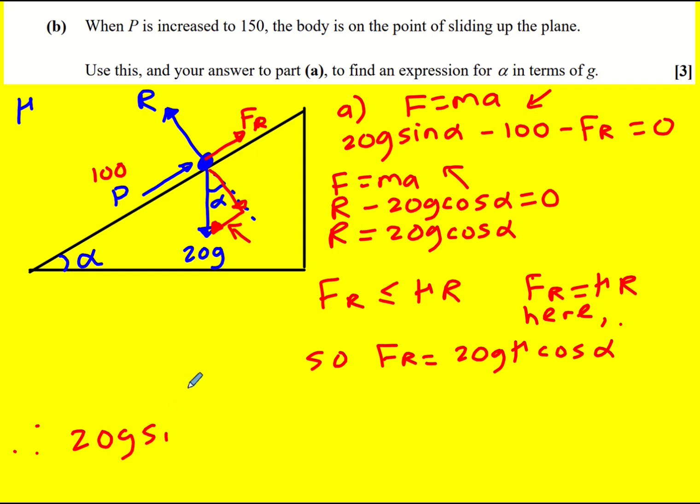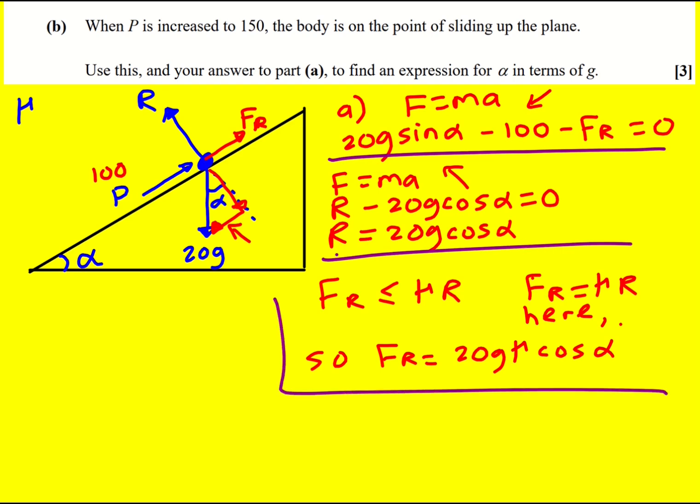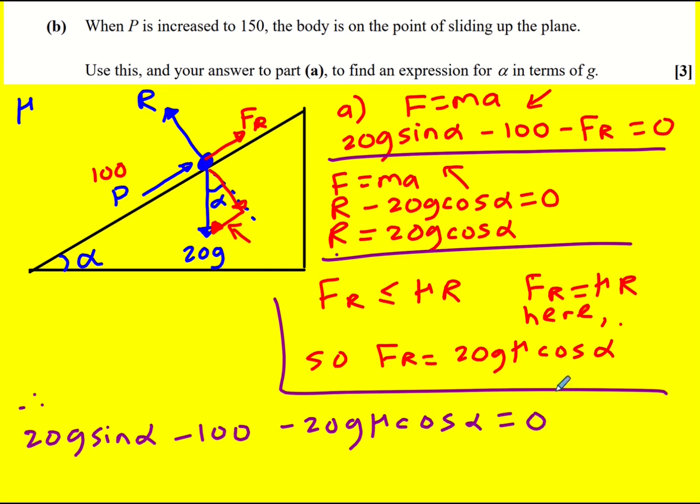Therefore, I'm going to do this in a different color, otherwise it all just merges together. So I'm just going to separate a few things. We've got this here, that there, then we dealt with the friction. Okay, now we bring it all together. 20g sine alpha minus 100 minus 20g mu cos alpha is equal to 0.